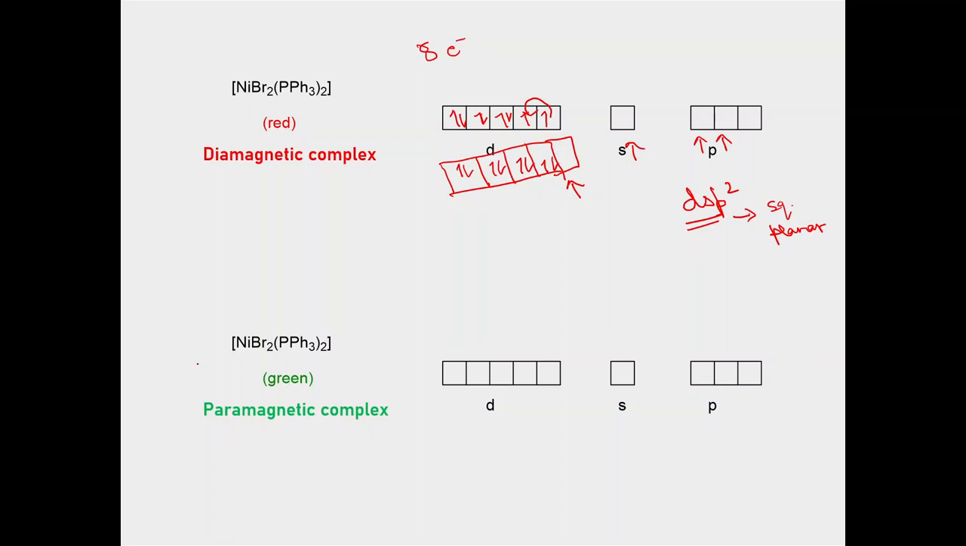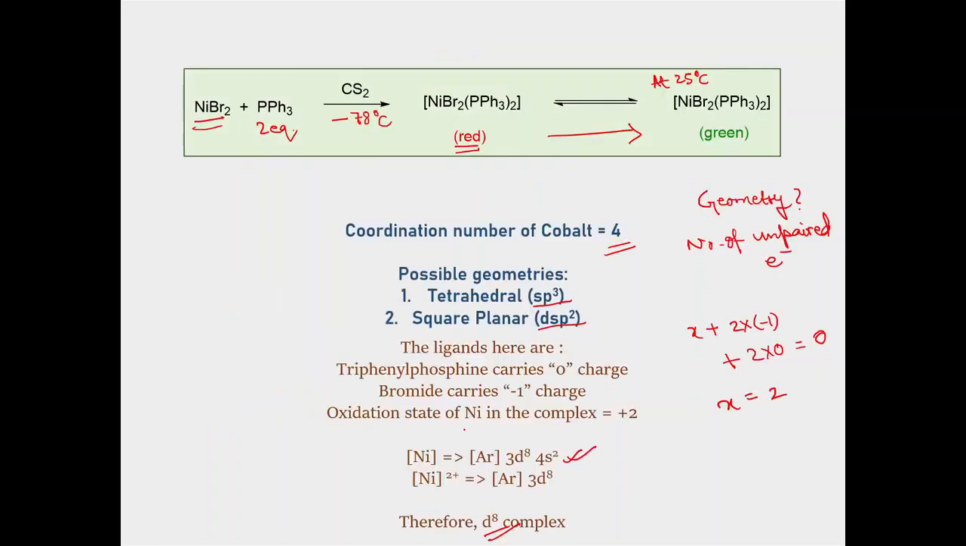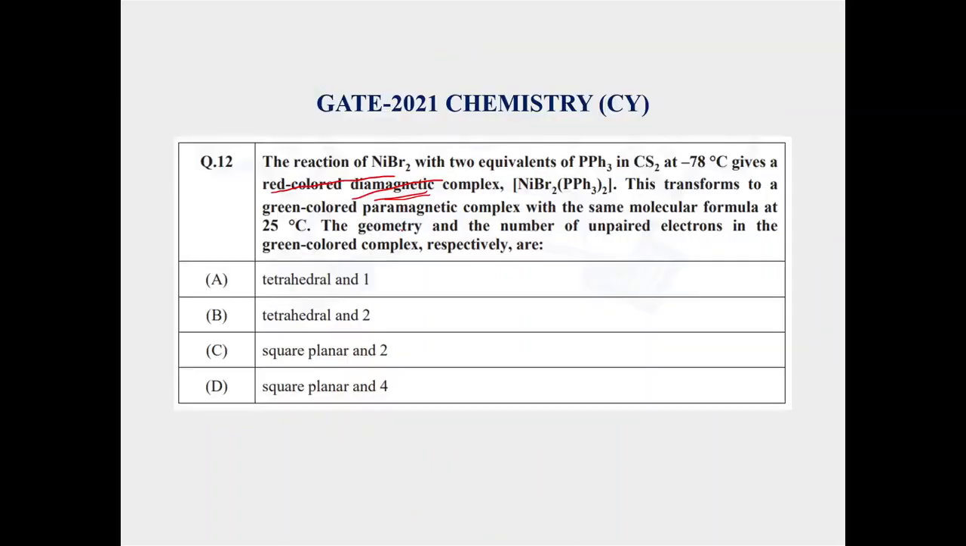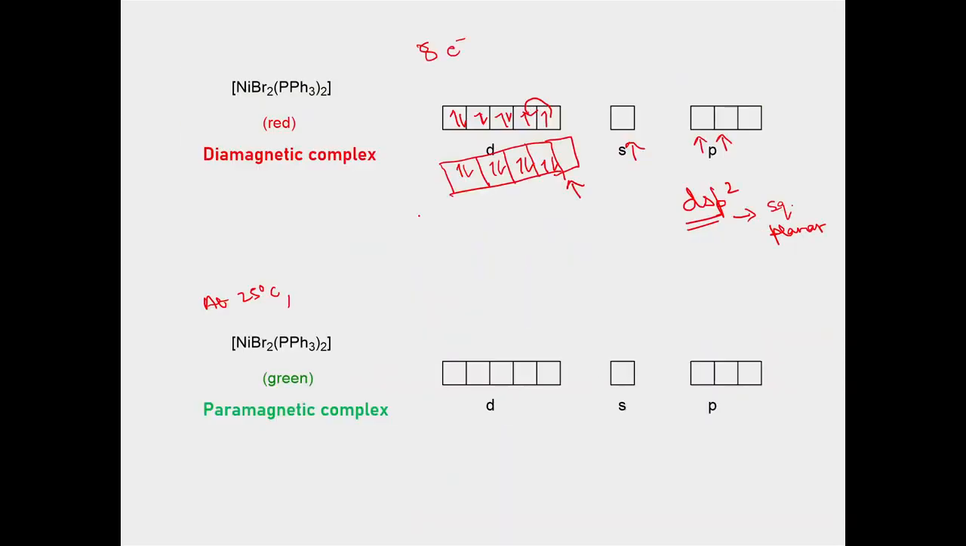Now, at 25 degrees Celsius, what is happening is this complex is changing its color from red to green. Also here we can see that in this question it is given that the green colored complex is a paramagnetic complex. That means what? We will have unpaired electrons in this case. Okay, so in this case, 1, 2, 3, 4, 5, 6, 7, 8, right?